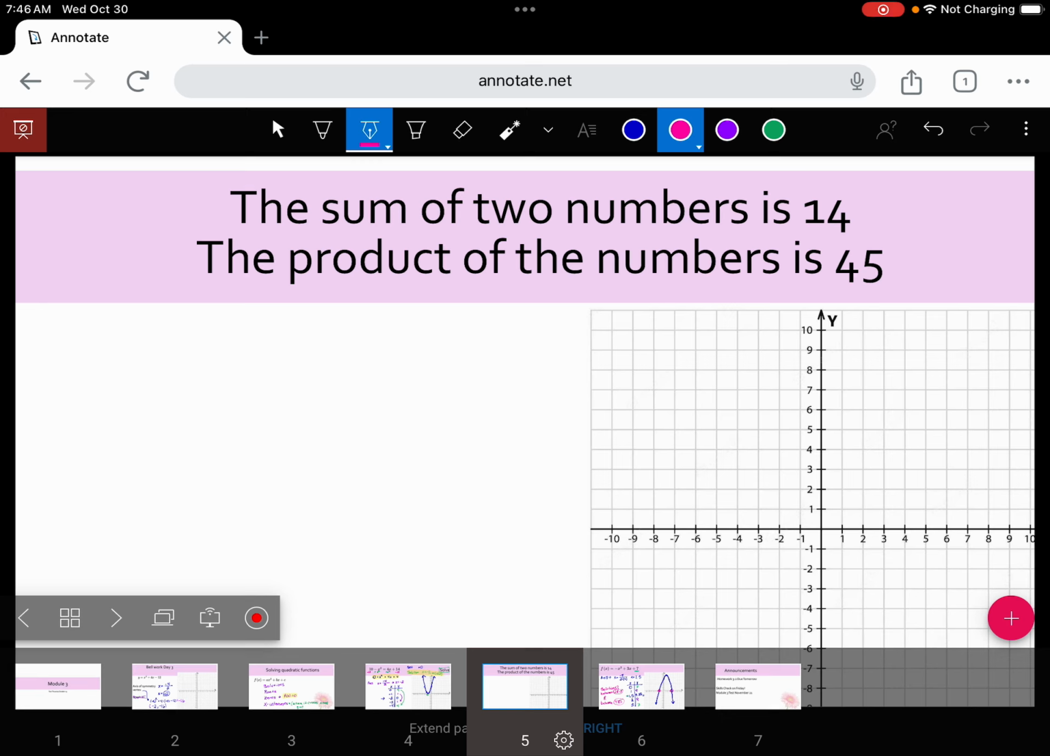So let's use x and y, just because that's going to make our lives easier since we're looking at graphs. So how do I say that the sum of two numbers is 14?